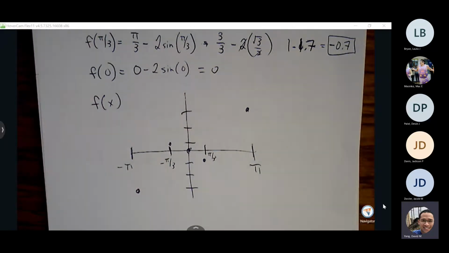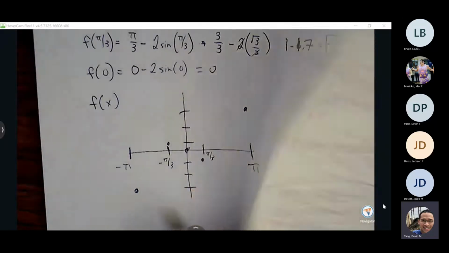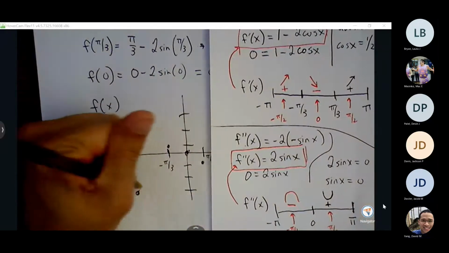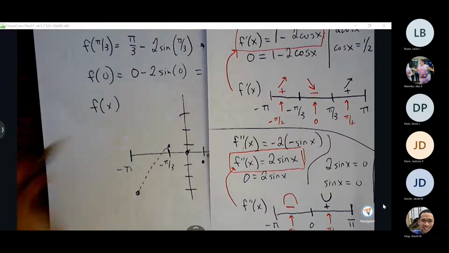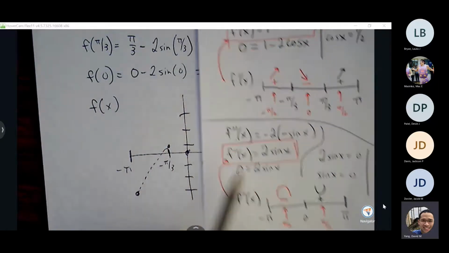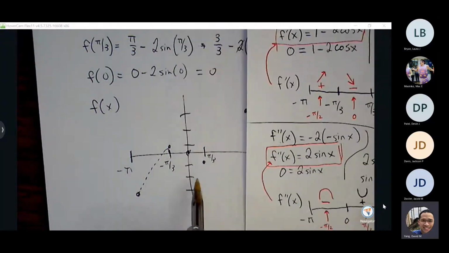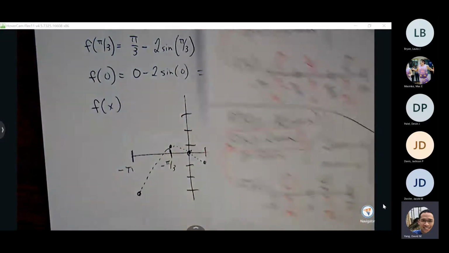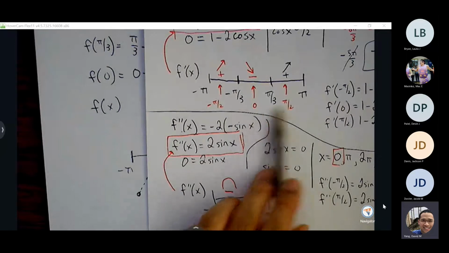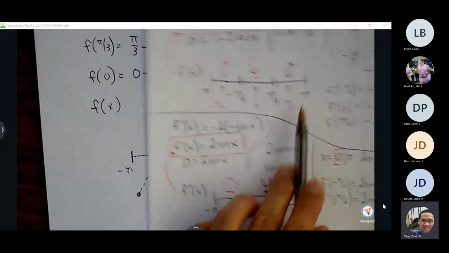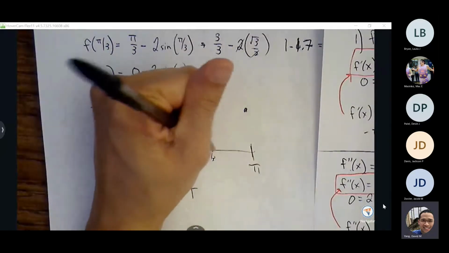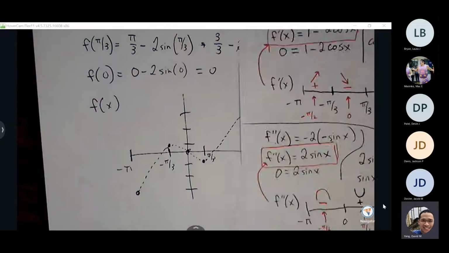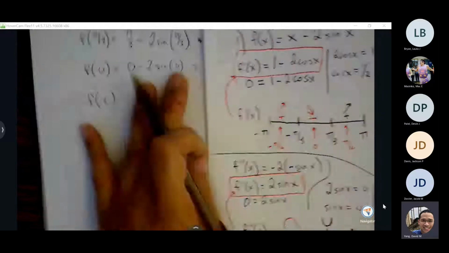Okay, so we know how the graph is going to move. It's going to rise until negative pi over 3. It's going to fall until pi over 3. And it's going to rise up until we reach pi. Okay. No information about the curvature yet. We just know how the graph is rising and falling. Any questions here?